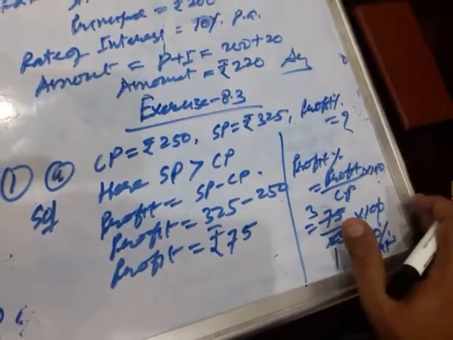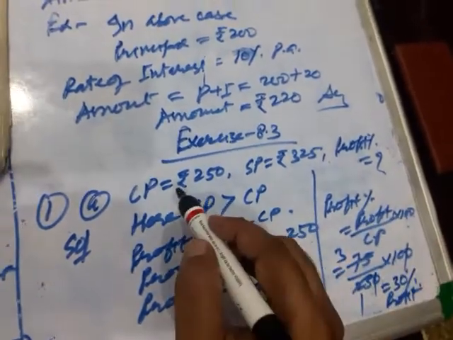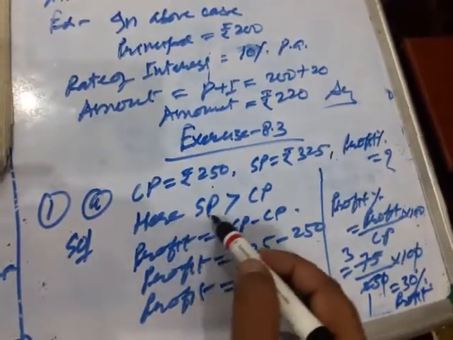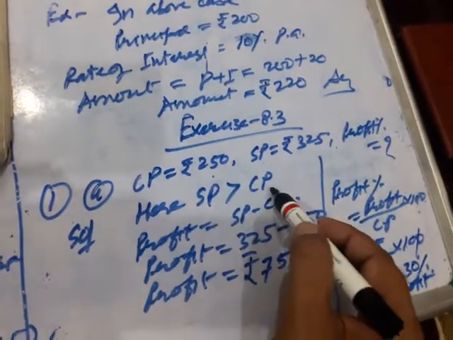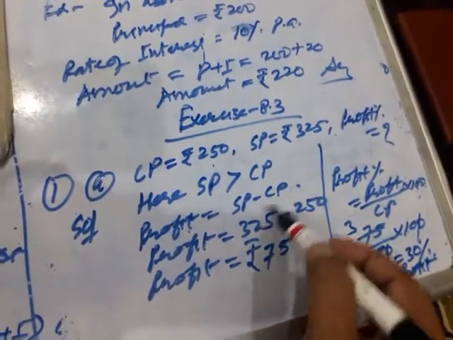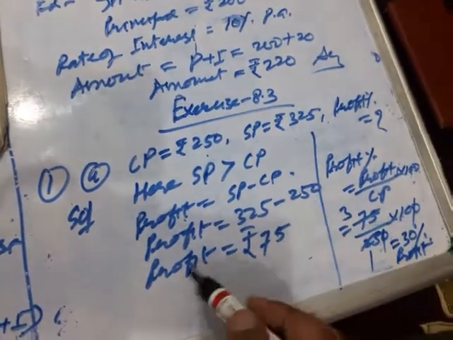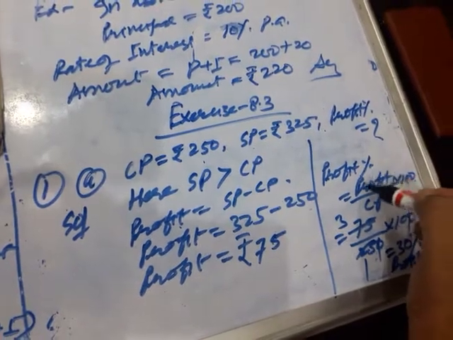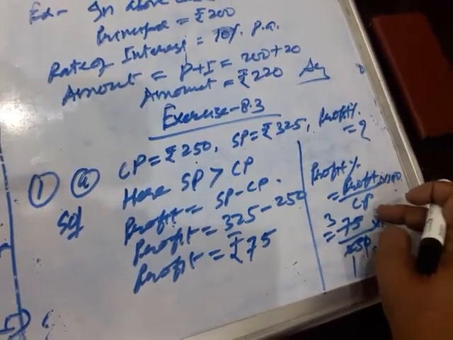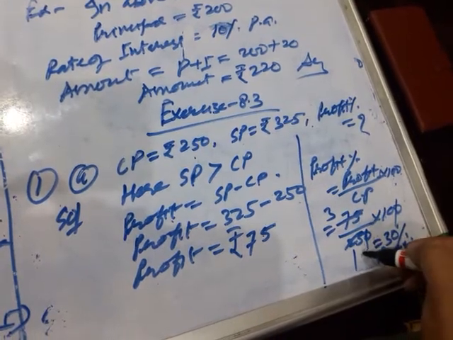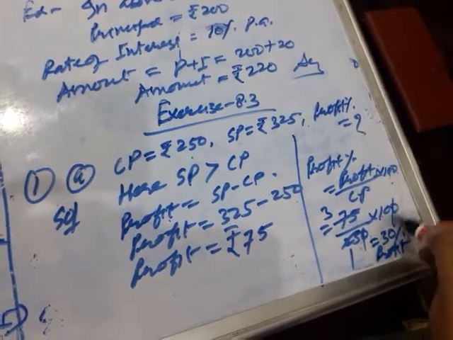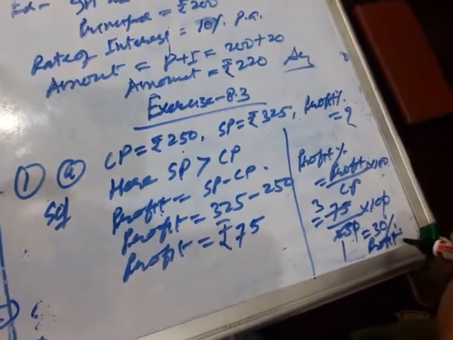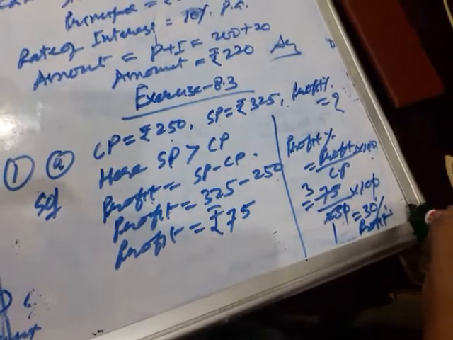So this is how we calculate profit percent or loss percent. Let us see once again. CP was rupees 250, SP was rupees 325. Here SP is greater than CP, so profit equal to SP minus CP. Profit equal to 325 minus 250, so profit equal to 75 rupees. So profit percent equal to profit upon CP multiply by 100, that is 75 upon 250 multiply by 100. The 0 0 got cancelled. 25 1s are 25, 3 is 75. And 10 into 3, that is 30% profit is there in the transaction.